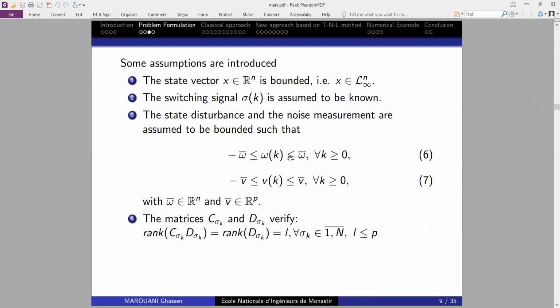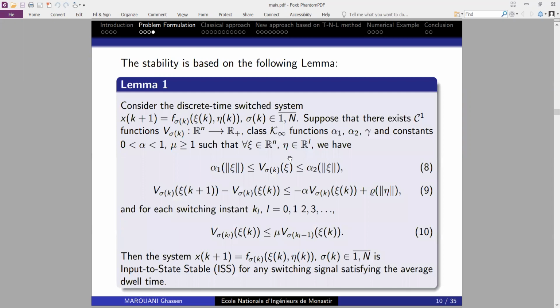To deal with these two approaches, some classical assumptions are introduced. These assumptions are usually used in the design of interval observers. The analysis of stability is based on the use of the following lemma. We will use principally a multiple Lyapunov function to discuss the stability of the estimation error as explained above.